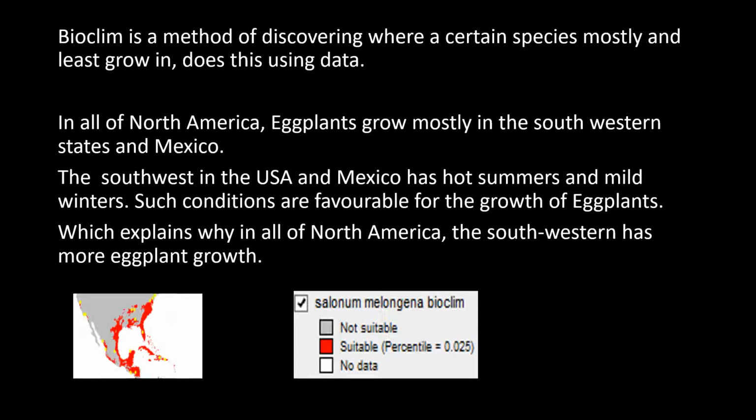In all of North America, eggplants grow mostly in southwestern states and in Mexico. The southwest in the USA and Mexico has hot summers and mild winters. Such conditions are favorable for the growth of eggplants, which explains why in all of North America, the southwestern has more eggplants growth.